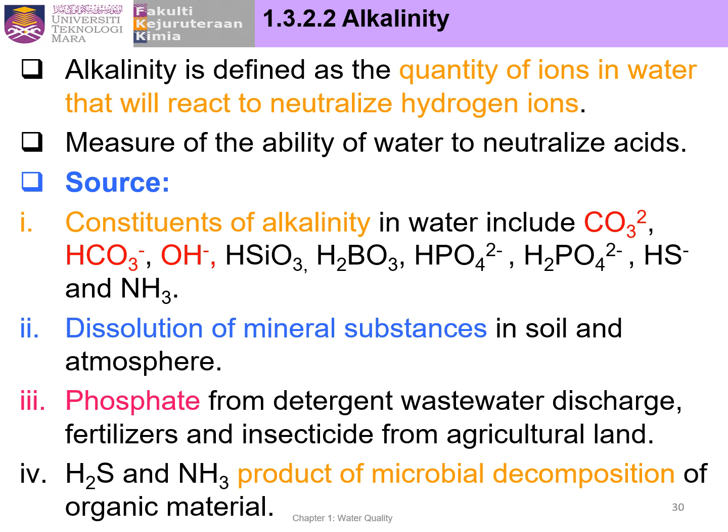What are the sources of alkalinity? We have carbonate, hydroxyl, hydrogen phosphate, ammonia, and so on. These are the sources. And then the dissolution of mineral substances in soil and atmosphere. It can also come from phosphate due to detergent wastewater discharge. And it also can come from the product of microbial decomposition, such as H2S, hydrogen sulfide, and also ammonia.